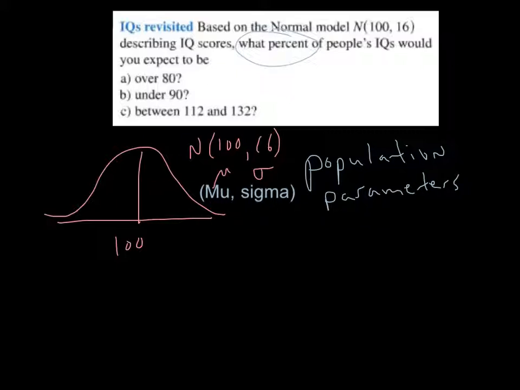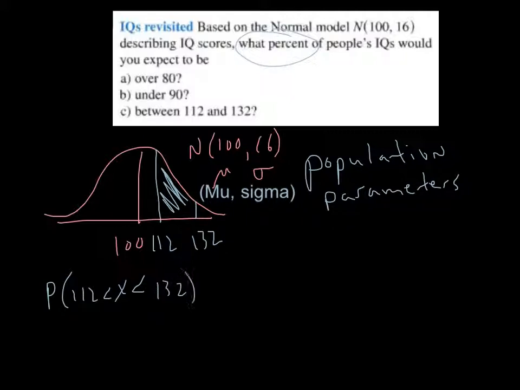Now it says between 112 and 132. So I'm going to go ahead and drop in those numbers. 112 and 132 are both to the right side of our mean. And now what I'm looking for is the percentile of scores, right? X denotes a score that falls between 112 and 132. And that's the notation that I want to use.